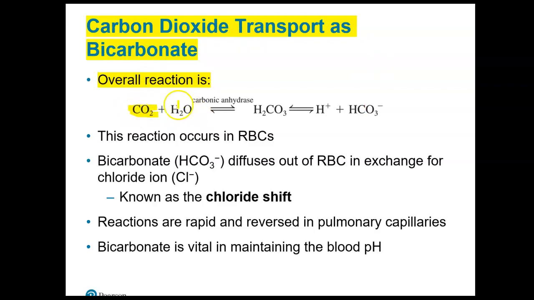So carbon dioxide, when it's in the presence of water, when it's dissolved in water, is converted to carbonic acid, and then immediately that dissociates into hydrogen ions and HCO3 minus, which is the bicarbonate ion. And this is how the majority of carbon dioxide gas is transported in the blood, by being converted to bicarbonate ions. This is actually inside the red blood cells. The carbon dioxide reacts with water in the cytoplasm of the red blood cell, not the water in the blood plasma.